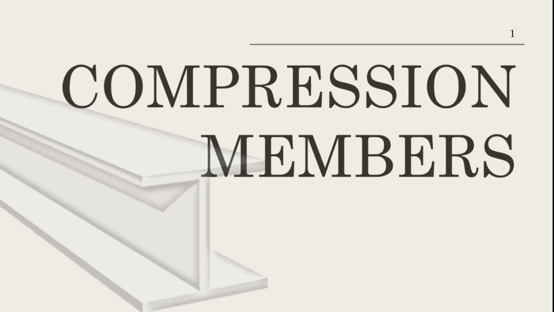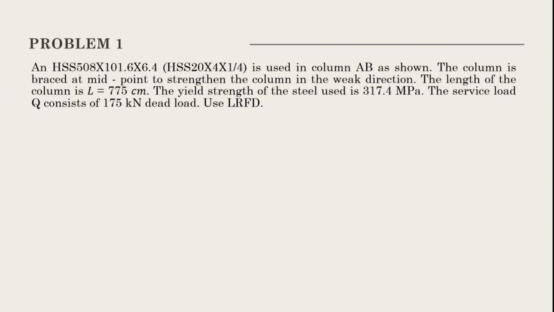Okay, so let us start solving problems in compression members, wherein the difficulty level is like an exam. So for problem 1, we have an HSS 508 by 101.6 by 6.4, and its English name equivalent is HSS 20 by 4 by 1/4, used in column AB as shown.